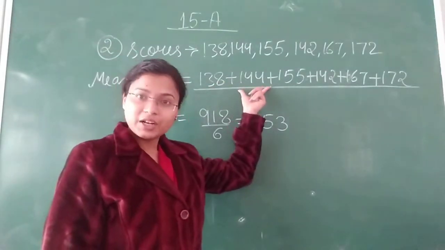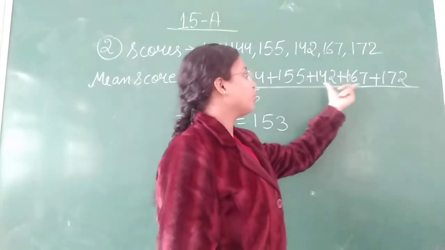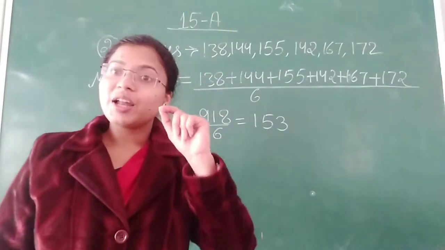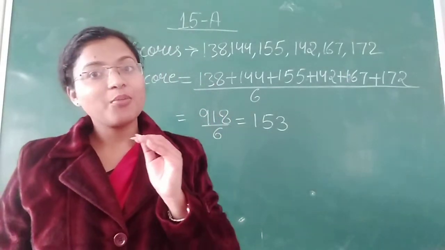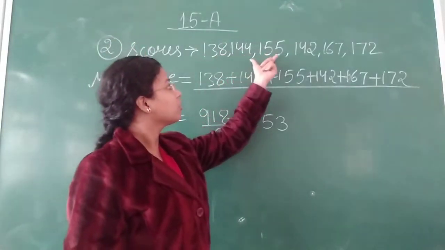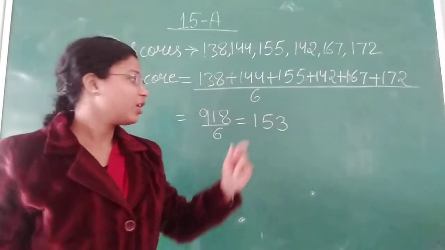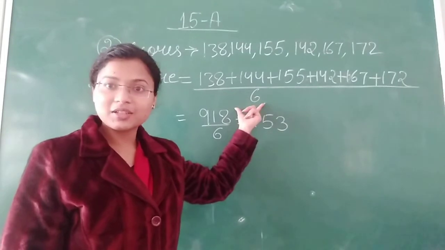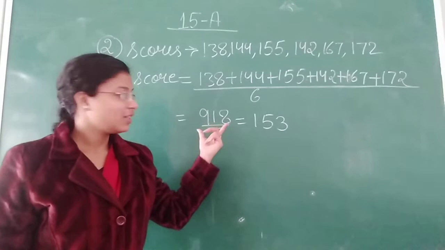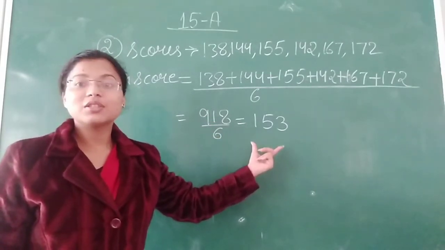138 plus 144 plus 155 plus 142 plus 167 plus 172, and upon the total number of observations, that is, how many total numbers you have. So 1, 2, 3, 4, 5 and 6. Total 6 numbers you have, so in the denominator we write 6. When you add your numerator, you will get 918 upon 6. This will give you 153. So this is the answer.